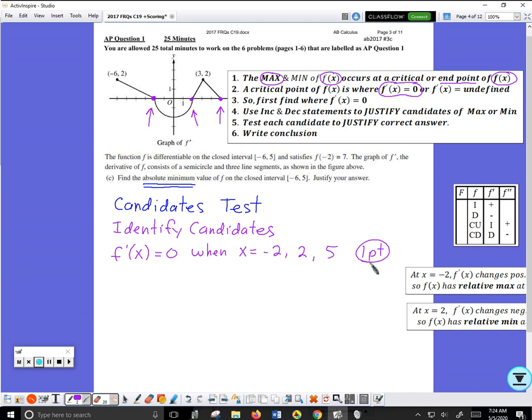Okay, the other two candidates, which I don't have to write down, so I'm going to put those over here off to the side, are the endpoints. X equal -6 and X equal 5. So there are 5 candidates in this problem.